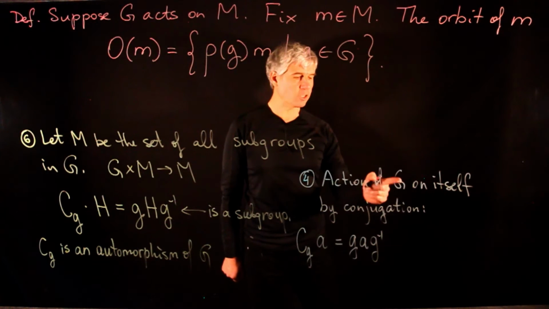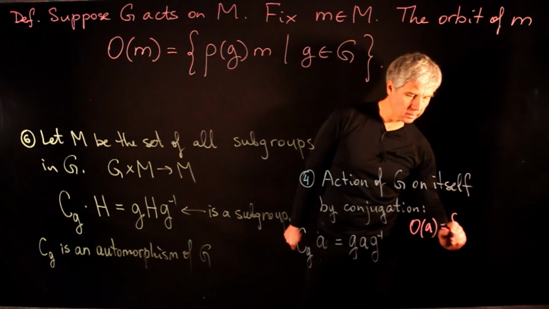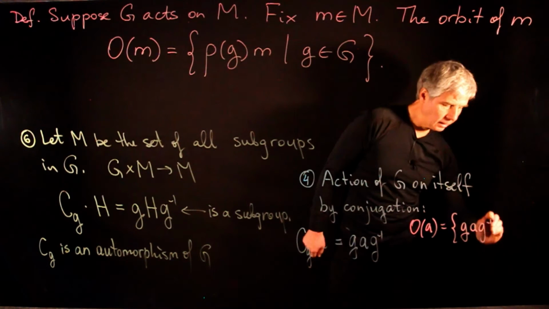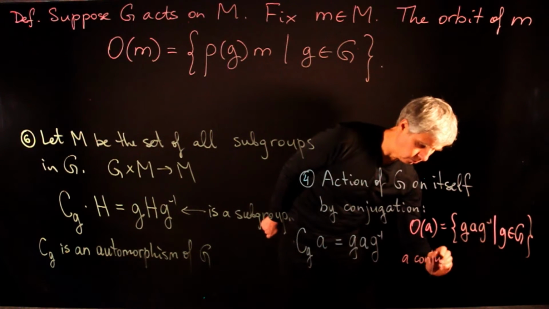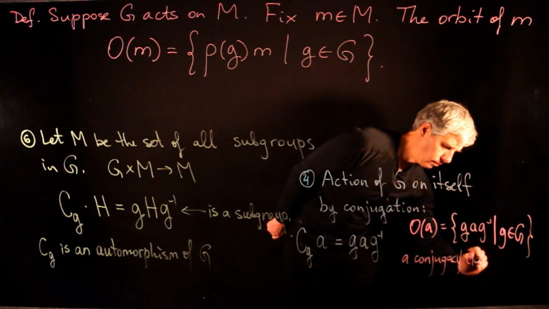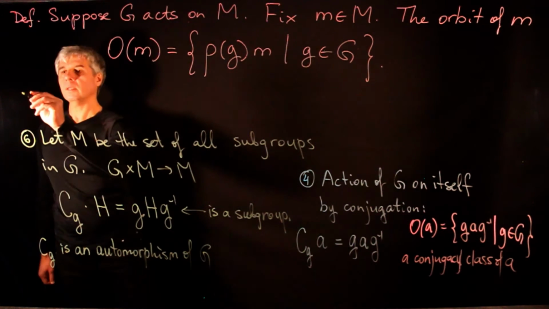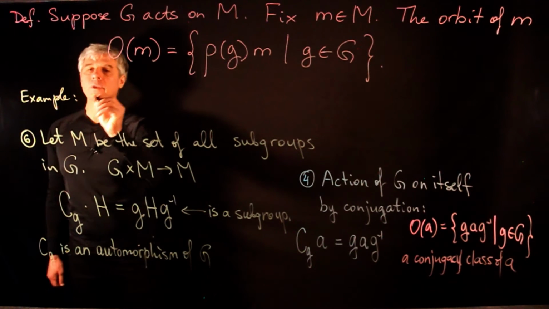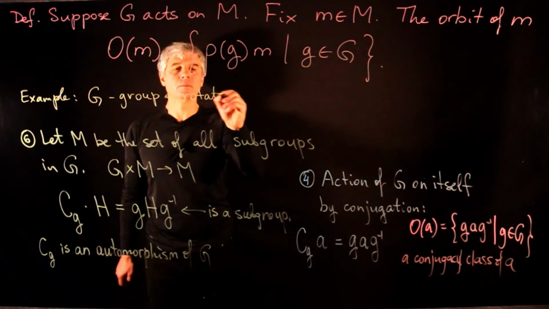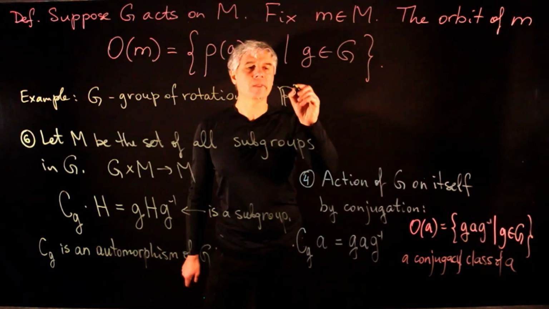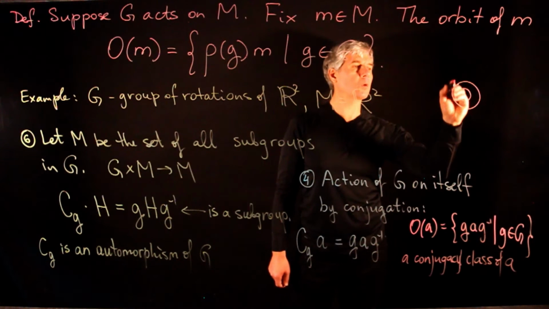For example, if we look at the action of G on itself by conjugation, then the orbit of an element a is the set of all expressions gag inverse as g runs over the group. And so we see that this is a conjugacy class of a. So here, under this action, orbits are conjugacy classes. If we take the example when the group G is the group of rotations of a plane, and the set M is R2, then the orbits will be circles around the origin.